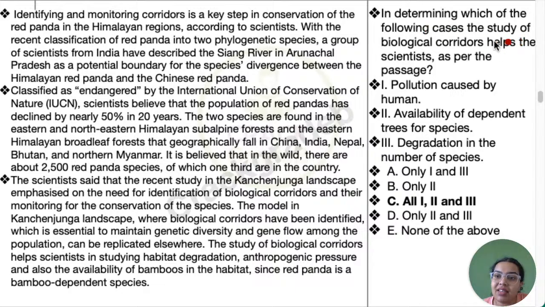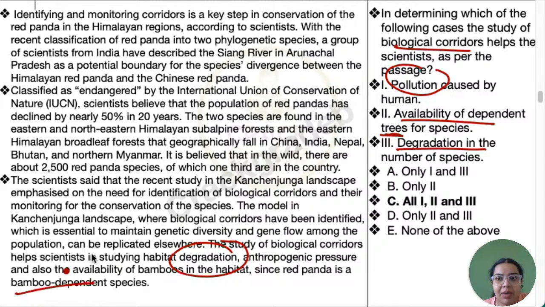Which of the following cases the study of biological corridor helps the scientists as per the passage? All of them. Pollution, okay, availability of trees, and degradation. Degradation is mentioned. Then pollution, you can see that bamboo dependent, tree dependent, bamboo dependent, and tree dependent are same. And we can see from the whole passage how pollution has played a big role where we can see it has somewhere impacted. In fact, it has affected, and that's why we have this answer. Okay, hope this is clear.